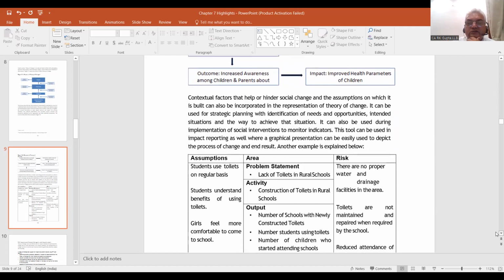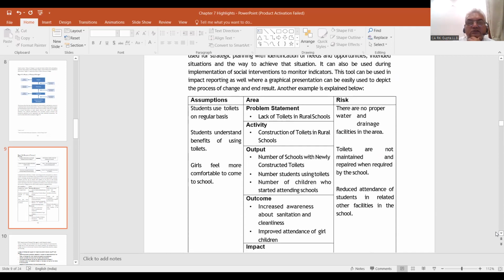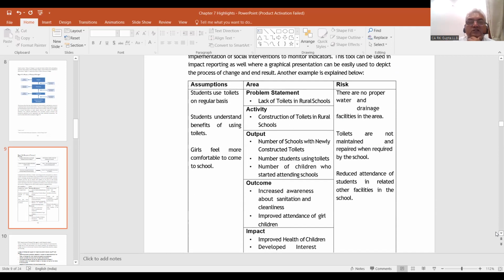So these are the assumptions, these are the areas, and these are the risks. So students use toilets on a regular basis. So this is the assumption. Students understand the benefits of using toilets, and girls feel more comfortable to come to school. So these are some of the assumptions we are making. Now area. This is the problem statement. So there is lack of toilets in rural schools.